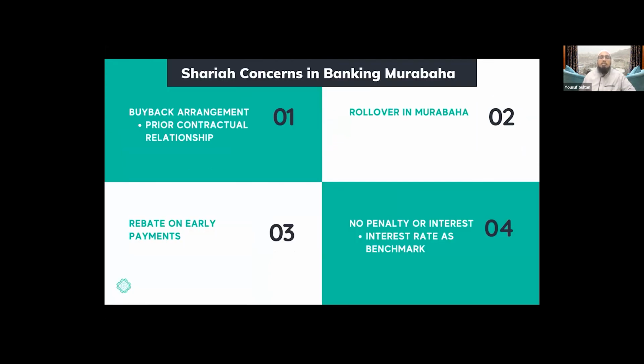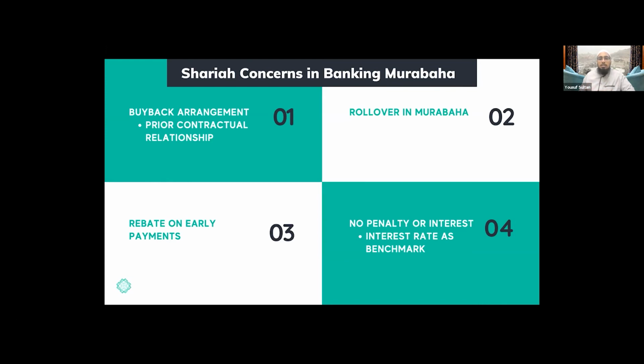Now, quickly, there are some Sharia issues. Inshallah, after this, we will take the questions. Number one is the buyback arrangement. If this same murabaha is structured in a way that the bank sells to the customer, and then the customer sells back to the bank, this is a buyback arrangement. And this makes it bay'ul aina, which is considered prohibited by the majority of Sharia scholars.